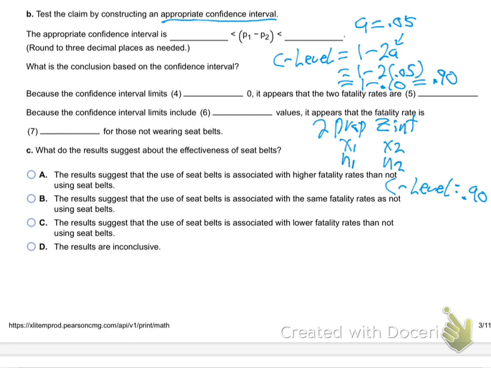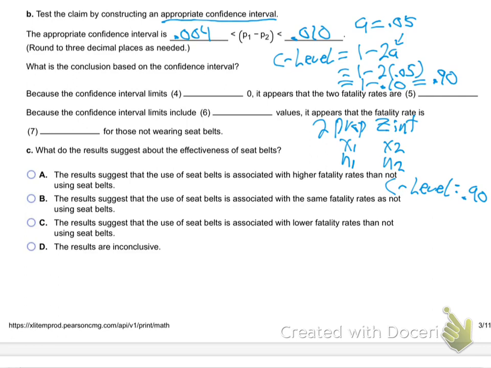And what you'll get when you do that, if you round it to 3 places, is 0.004 and 0.010. I had 0.00969, so I rounded to 0.010.